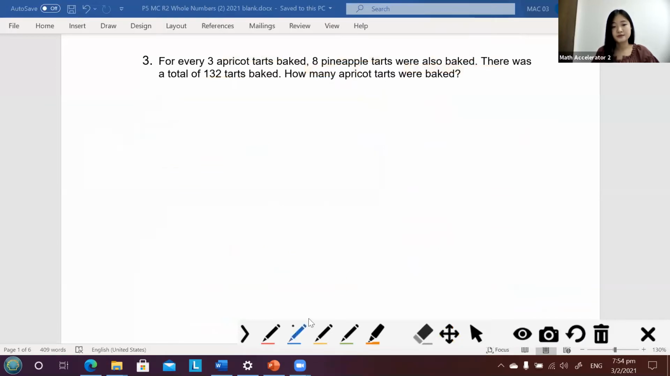Okay, question 3. So for every 3 apricot tarts baked, 8 pineapple tarts were also baked. There was a total of 132 tarts baked. How many apricot tarts were baked?